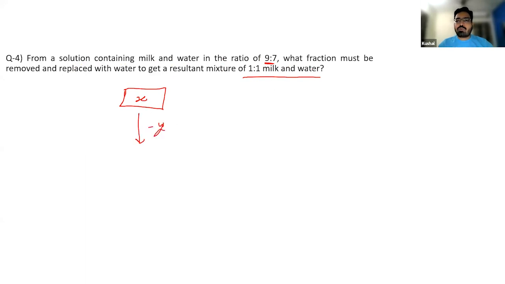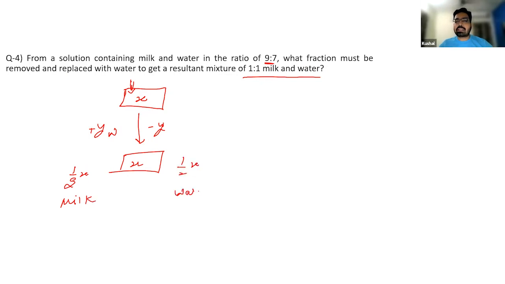So what fraction must be removed and replaced with water? I'm adding Y liters of water to this. This is a milk and water solution that we are getting. Finally, I should get X quantity because I've removed Y liters and added Y liters. Now in this X, 1:1 is milk and water. So can I then say that half of X will be milk and half of X will be water?